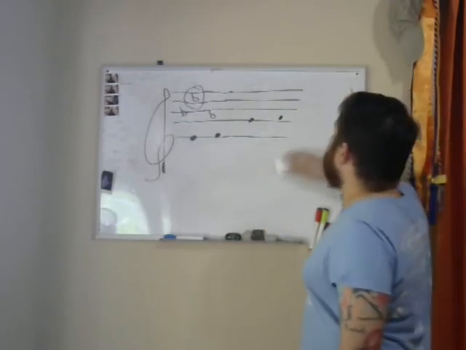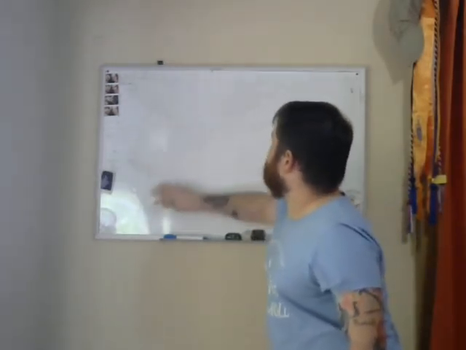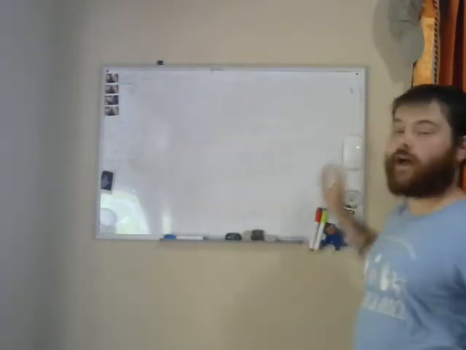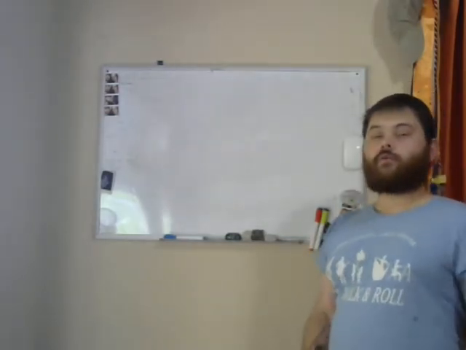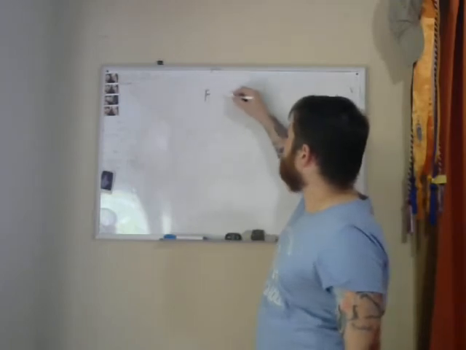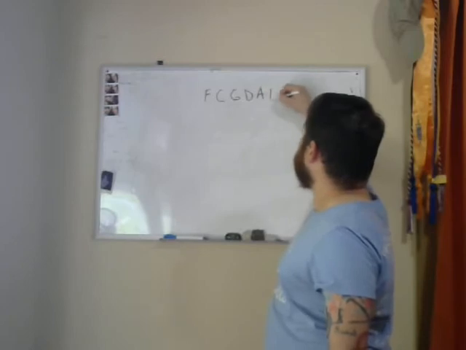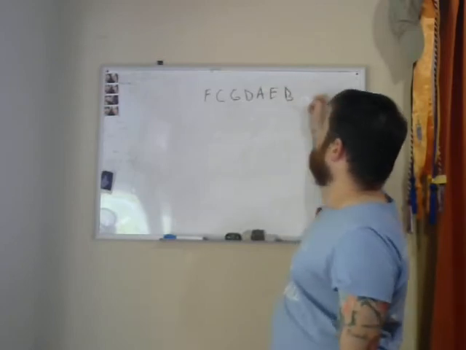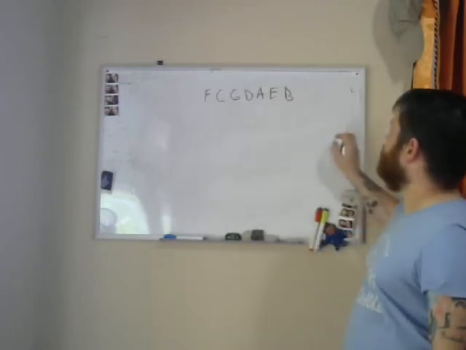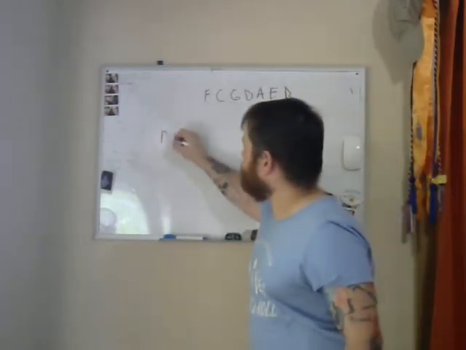Those are two examples, but how do we get a good reference if we see more than 3 flats or 3 sharps? Well, what I like to use is we have F, C, G, D, A, E, B. So that is the order of the sharps on the staff.